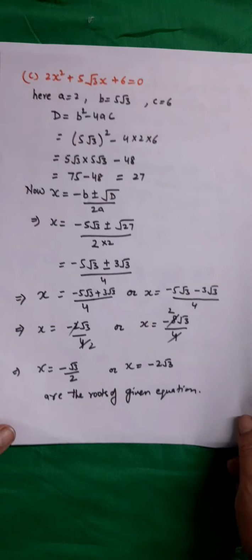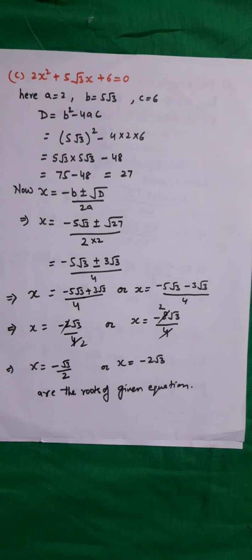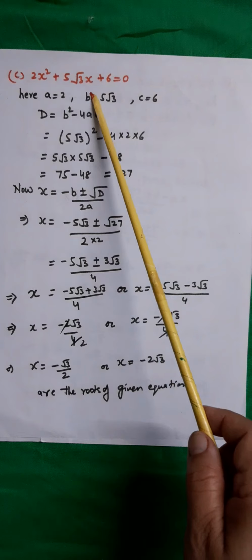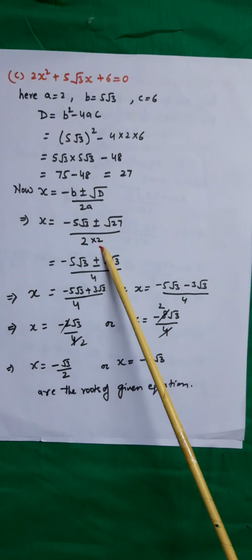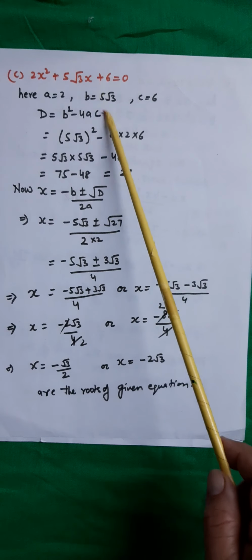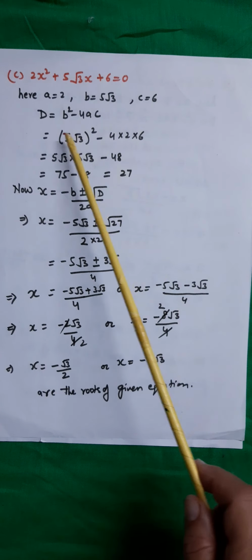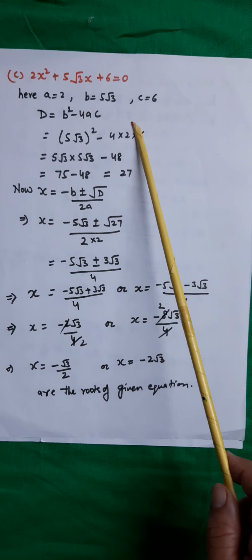Example number 3. 2x square plus 5 root 3 x plus 6 is equal to 0. Here a is 2, b is 5 root 3 and c is 6. Discriminant can be found like this: b square minus 4ac.